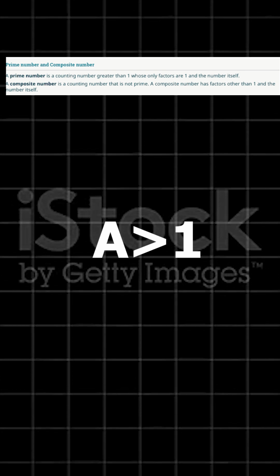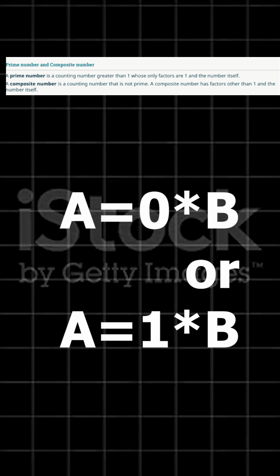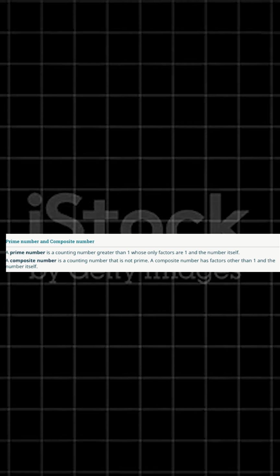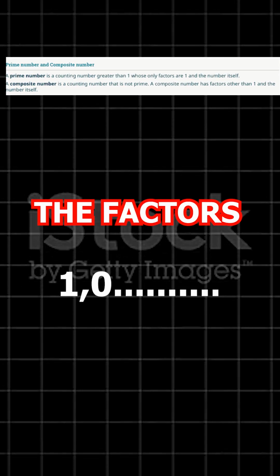What is it exactly? A prime number is a counting number greater than 1 whose only factors are 1 and the number itself. The second definition we need to know is the composite number, which is the exact opposite of the prime number. It's a counting number too, but it's not prime. A composite number is a number that has factors other than 1 and the number itself.